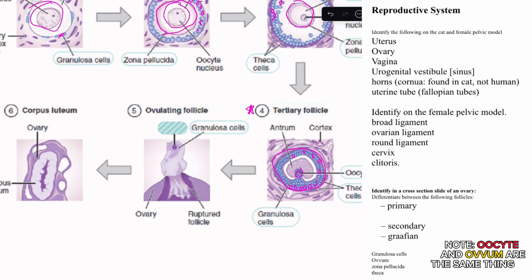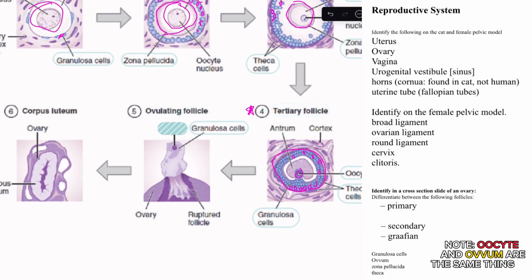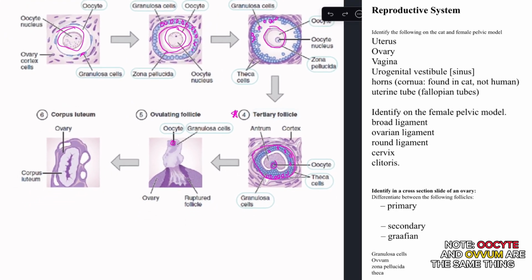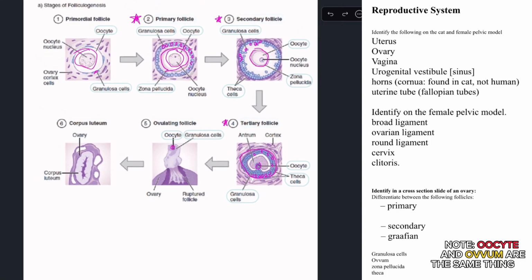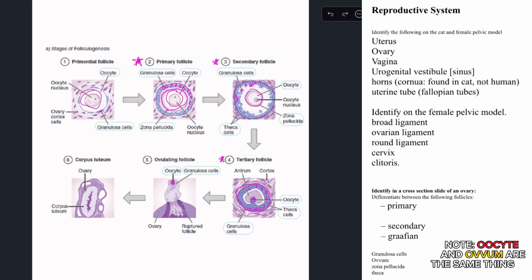After the tertiary follicle, it then transitions into the ovulating follicle. This is not in the lab list. The granulosa cells have now looked like that. And then the oocyte now looks like that. Well, it was already looking like that back in the tertiary follicle, but yeah, whatever. And then after that, it's the corpus luteum, and then right there is the ovary and the corpus luteum. They're not in the lab list, so I'm not even going to bother to go over them. And that should be it with the stages of folliculogenesis and the cross-sectional slide of an ovary, well, identifying them, but I'll be explaining them in a video soon.